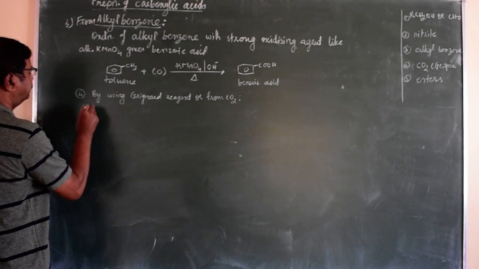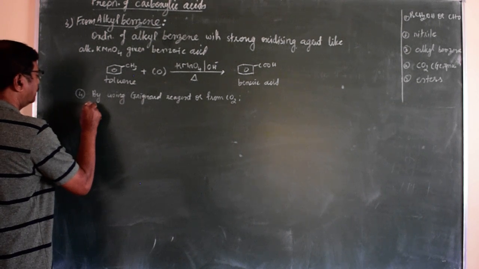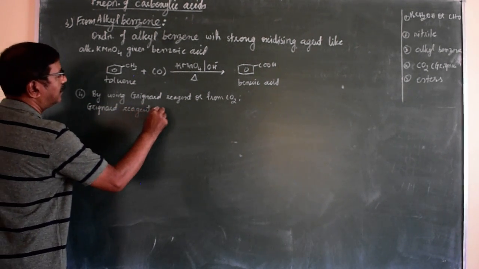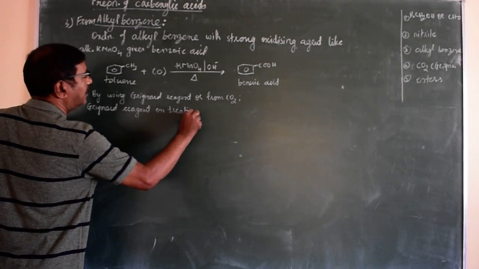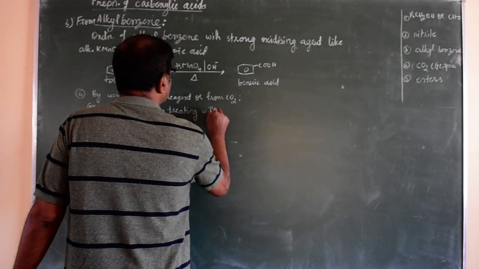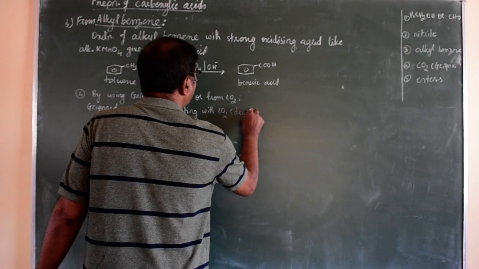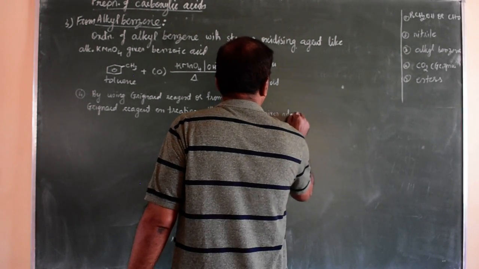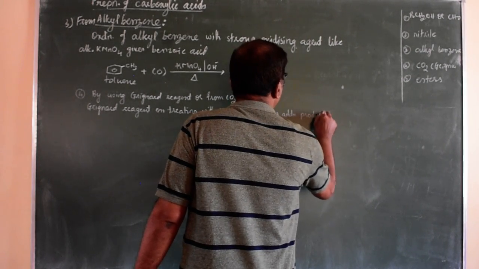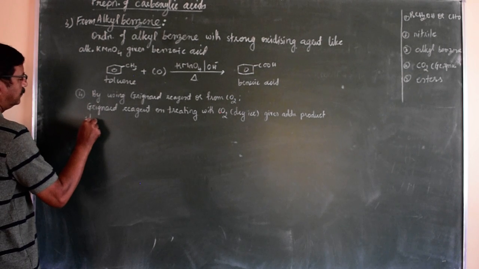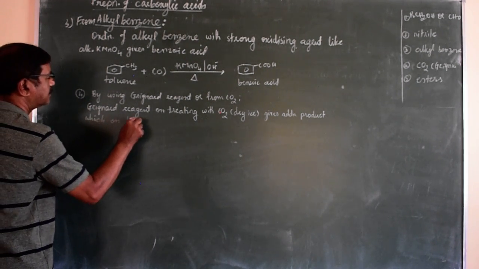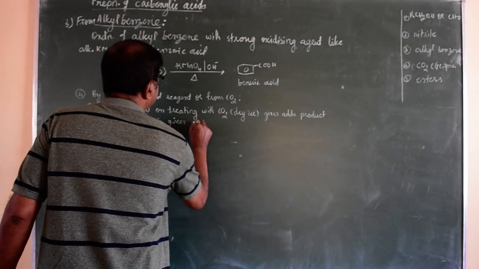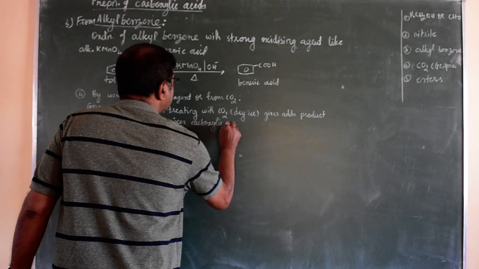Okay, so the sentence is: Grignard reagent on treating with CO2, we can write dry ice also, don't get confused, gives an addition product, which on hydrolysis gives carboxylic acid.